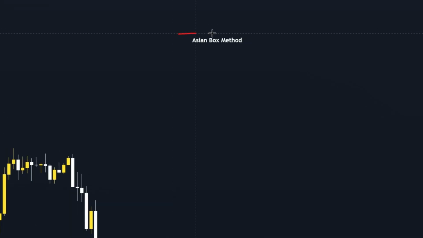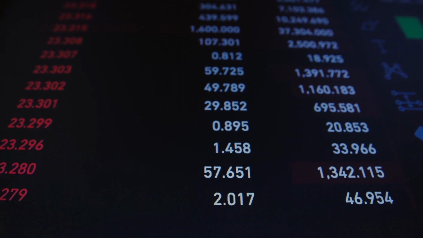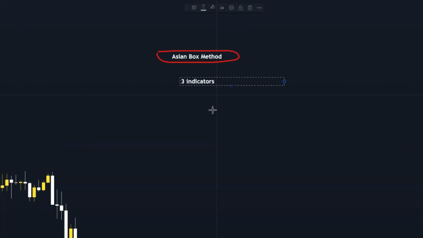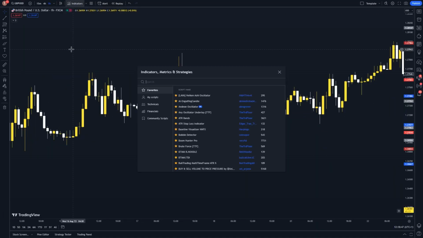For this super powerful strategy to work, you will need to set up a few things to improve the success rate. There are 3 indicators we can use. Remember, this strategy is purely price action, but some simple indicators will help. Let's get these indicators added to our charts so we can move on to the important stuff.